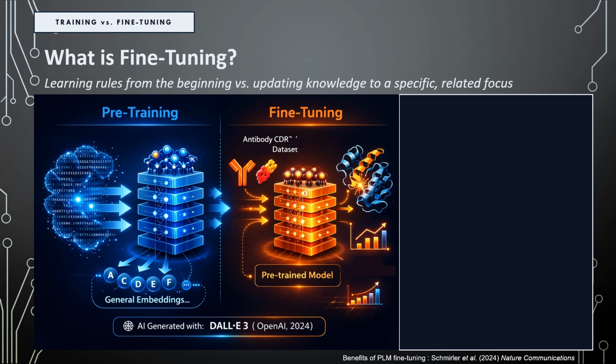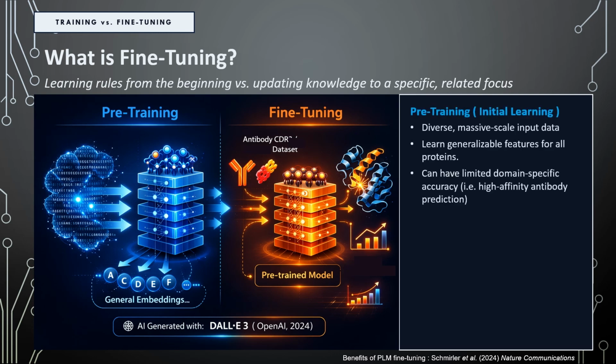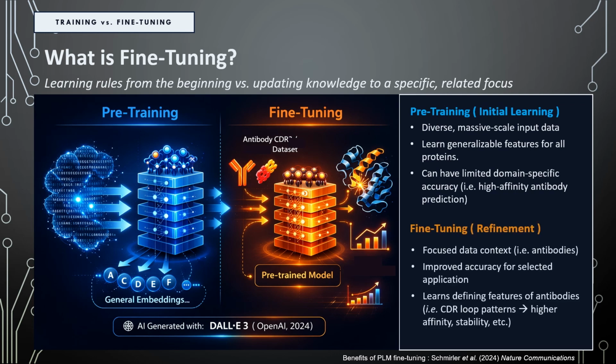So what is fine-tuning? In general, protein language models are pre-trained, so they learn rules from the beginning. But fine-tuning involves giving a separate, focused dataset to update the knowledge to a specific related domain. The benefit of this is that whereas in pre-training we've learned generalizable features for all proteins and have a broad understanding, fine-tuning allows us to capture more accurately defining features of antibodies, such as relationships of CDR loop patterns to higher affinity and stability of the resulting binder structure.